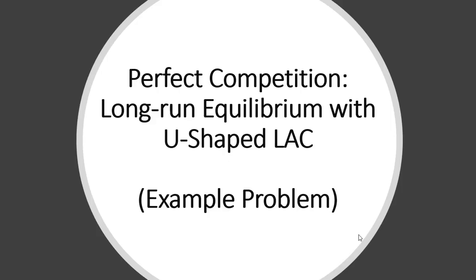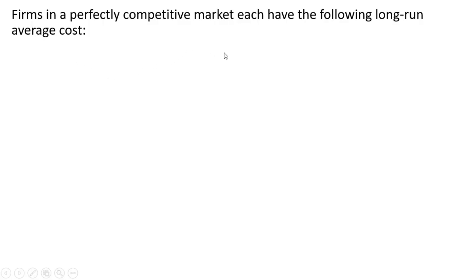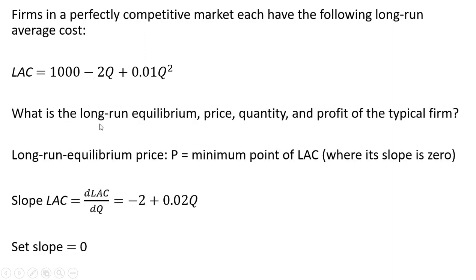Hello, in this video we're going to do a long-run equilibrium problem in perfect competition. Firms in a perfectly competitive market each have the following long-run average cost. So this equation here, long-run average cost equals the following. We want to know what the long-run equilibrium price, quantity, and profit of the typical firm are.